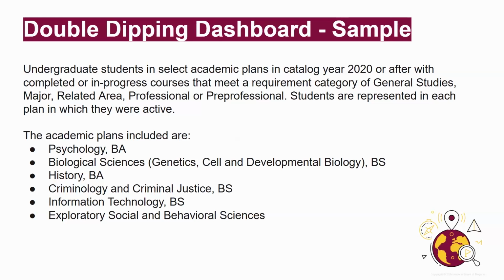So the population sample is undergraduate students in select academic plans and catalog years 2020 and after who have completed or in progress courses meeting requirement categories of general studies, major, related area, professional, and pre-professional. Also, students are represented in each plan in which they are active. The six academic plans included here are actually demo plans that are part of the IDP project. So we expect that the number of plans will expand, as will the categories, since the categories are directly associated with the specific plans.